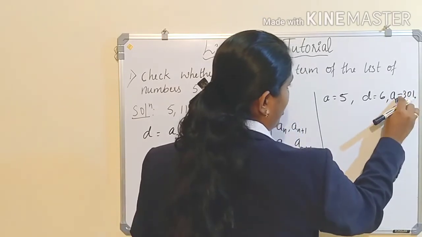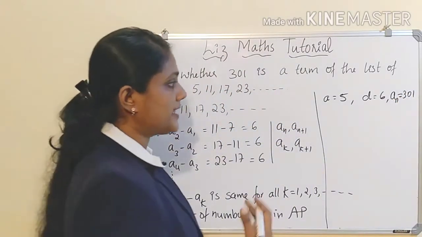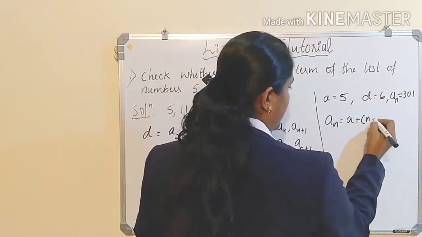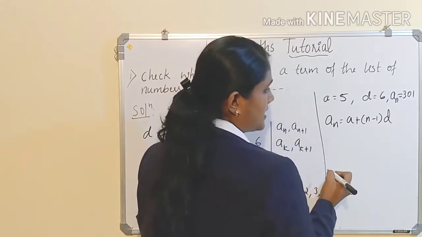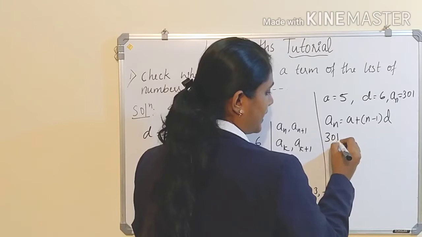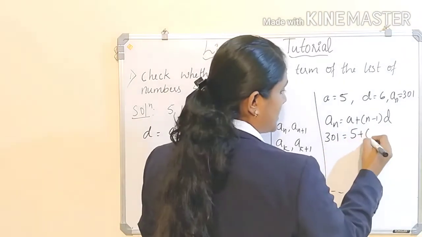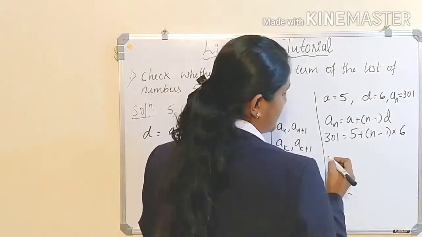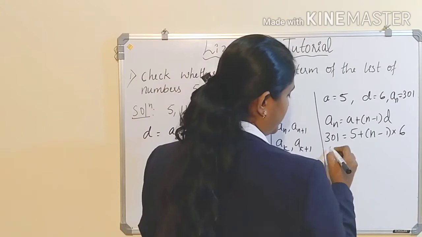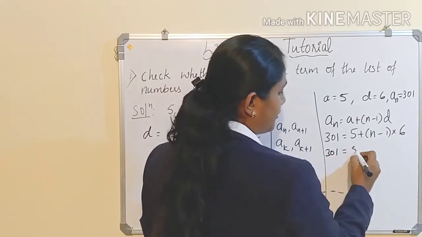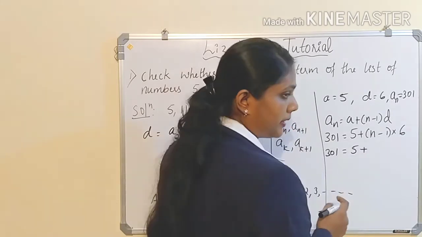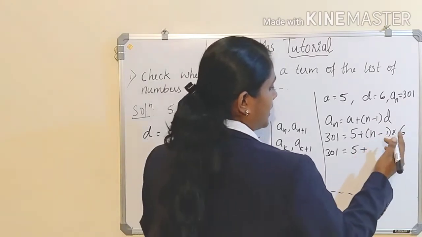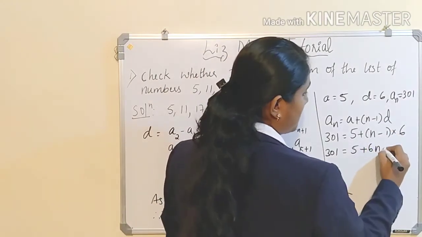Now use the formula to find out what N is. What is the formula? AN is equal to A plus N minus 1 into D. AN is 301, and A is 5 plus N minus 1, as it is, into D, which is 6. Now simplify this. Inside the bracket N minus 1 you can't do anything, so go for multiplication: 6N minus 6.